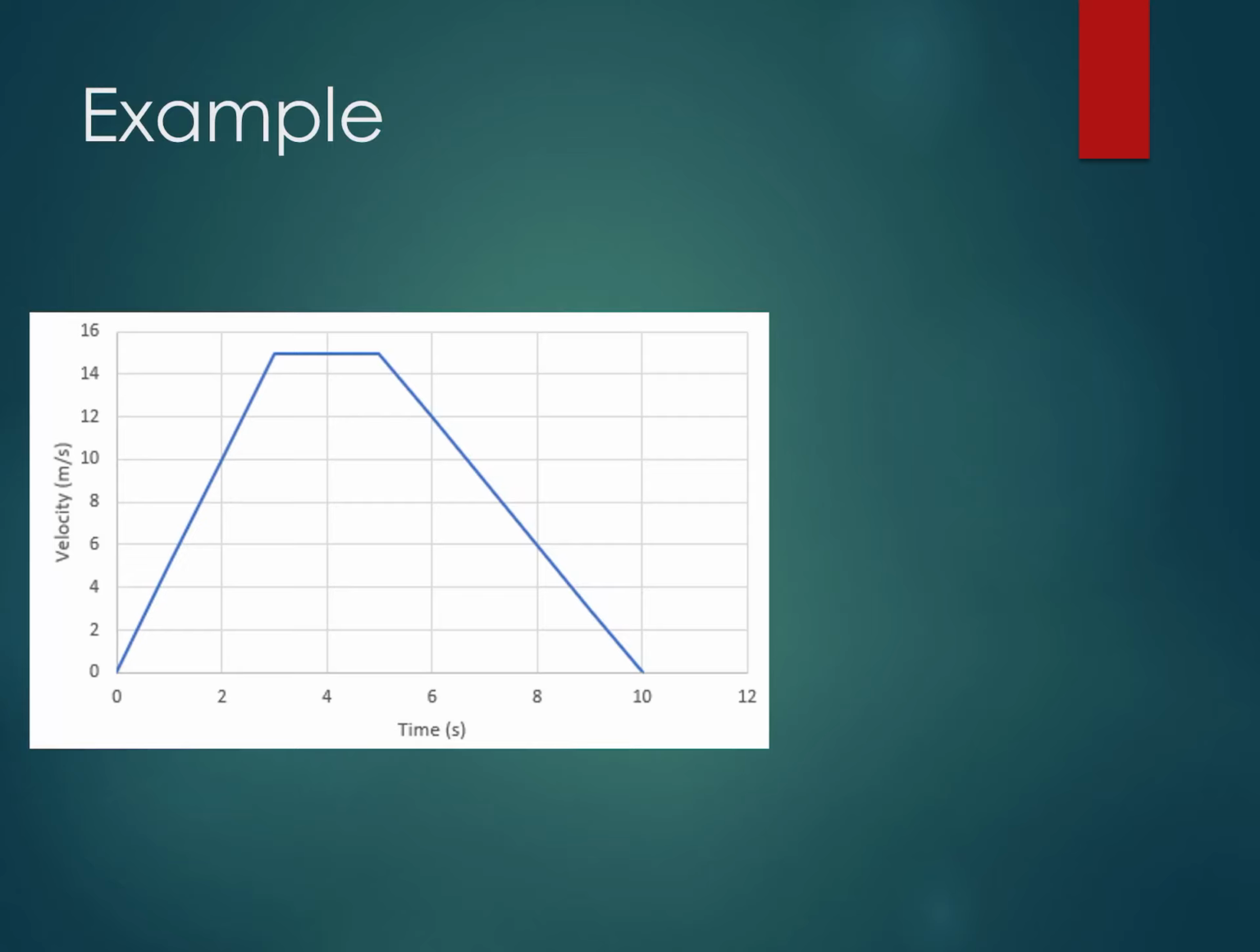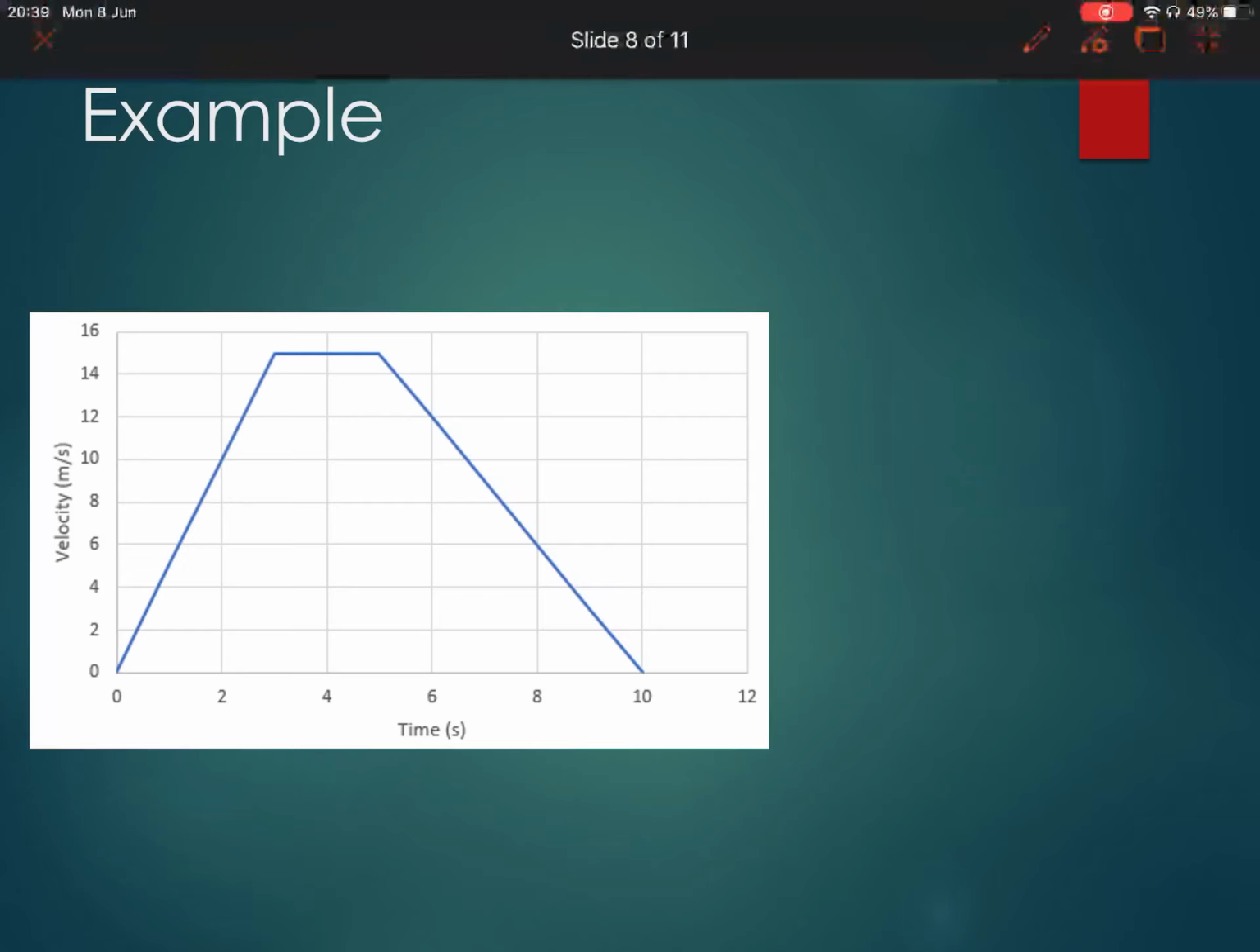How do we calculate acceleration from a velocity time graph? So here is my velocity time graph. We can see that this journey lasts 10 seconds, and we can also see their top speed was 15 meters per second. So we're going to have a look at calculating the acceleration.